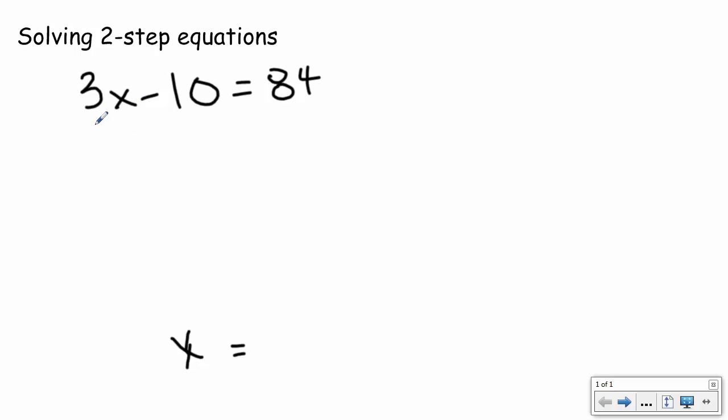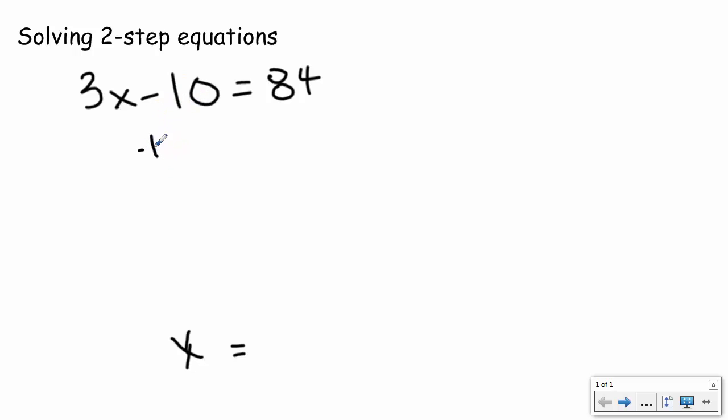So we want to work backwards to undo everything that's happening to x. So x here is multiplied by 3, then subtracted by 10. Well, there are 3 x's. Notice that there are constants, the 10 and 84, on both sides. So if the x's are to stay on this side of the equation, we'd want to get rid of this minus 10. So we can do that by doing an inverse operation.